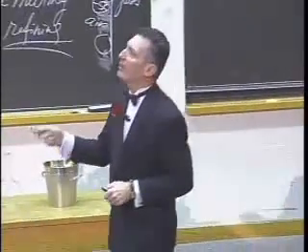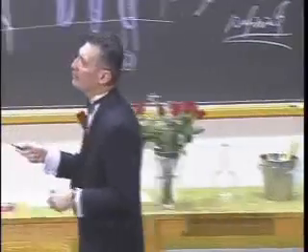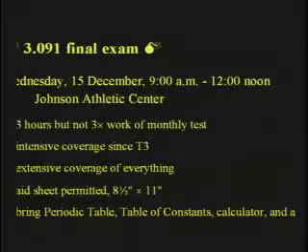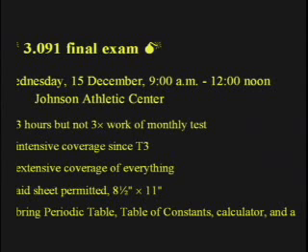All right, so the final exam is on the 15th in the morning, Johnson Athletic Center. Be there at 9 o'clock. Don't show up late. It's 3 hours, but not 3 times the work of a monthly test. Intensive coverage since test 3, and extensive coverage of everything else. You get 1 age sheet, not 1.5, not 2, 1, 8.5 by 11. Bring your periodic table, your table of constants, a calculator, and something to write with.